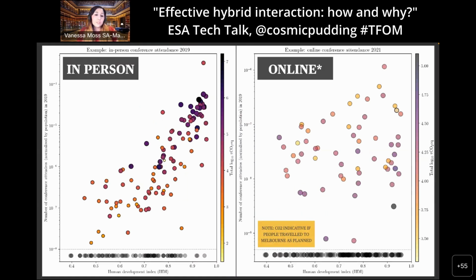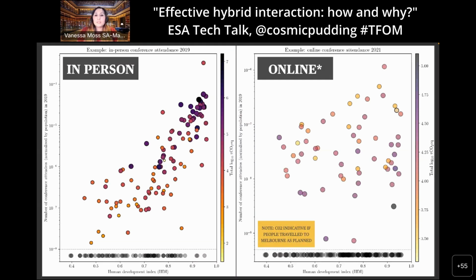So to go to the question of is it worth it? We don't have the data yet to compare exact conferences, but these are examples showing what the difference of online to in-person can make. So the left side is an example of in-person conference attendance for 2019. And in this case, it's sorted by Human Development Index, which is kind of like GDP, but mixed in with other factors measuring country wealth, all of those sort of things. You can look it up.